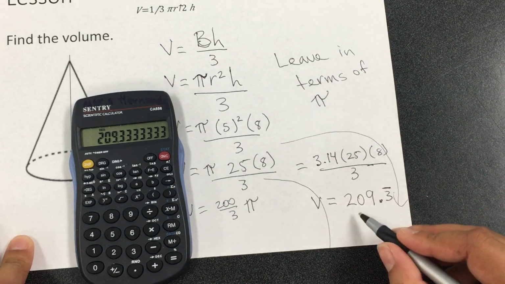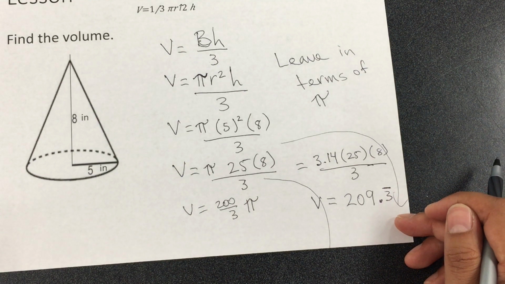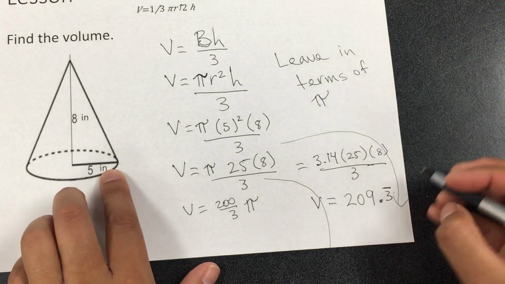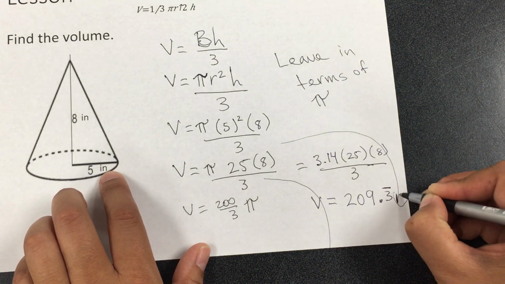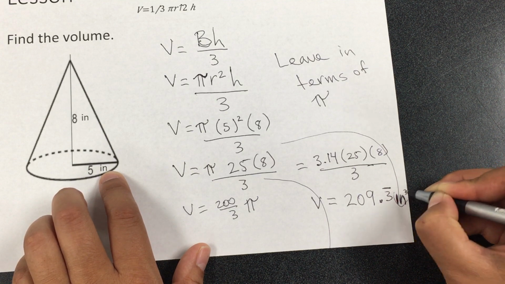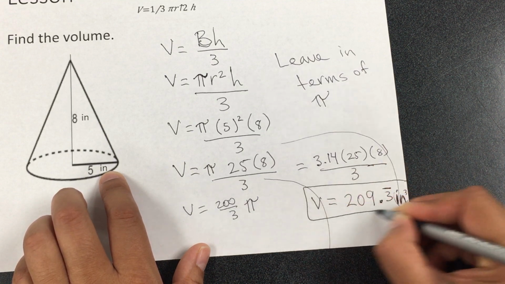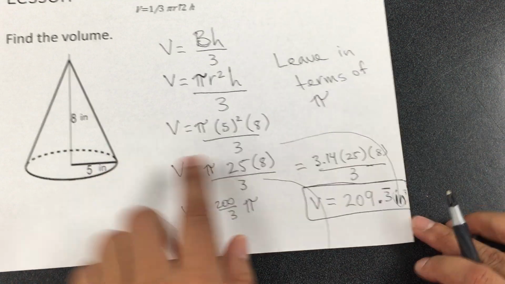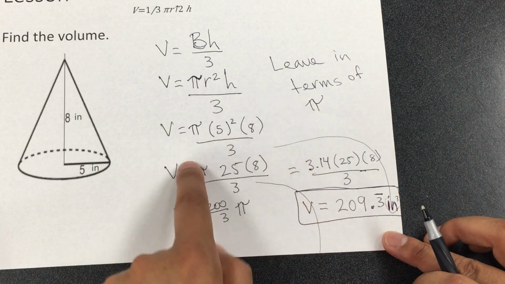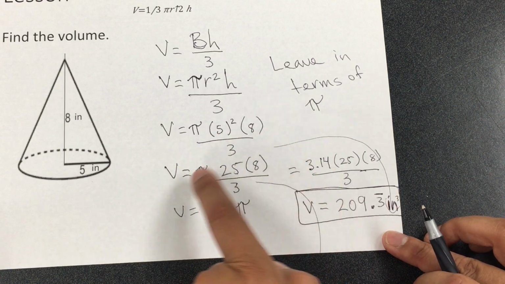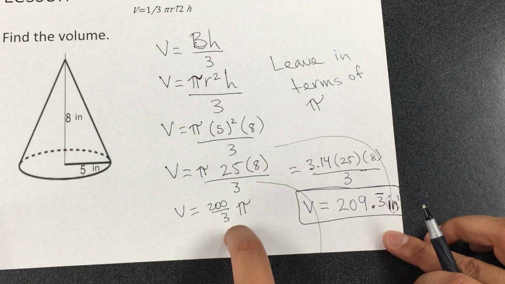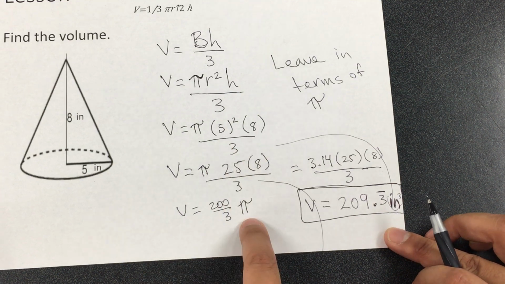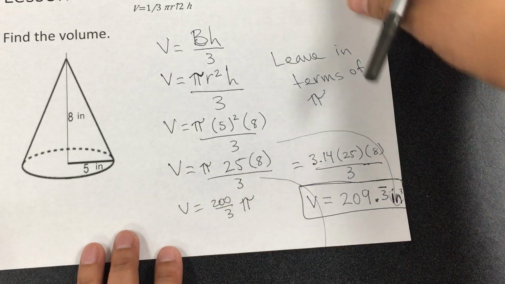So the volume is 209.3. I look at the unit of measurement, which is inches, but since it's three-dimensional, it's cubic inches. Sorry about this mess. Okay, so again, for me, I do replace it with 3.14 for pi, but in case they ask you to just simplify, that's all you do. You don't leave decimals and you don't put 3.14 for pi, you just bring it down.